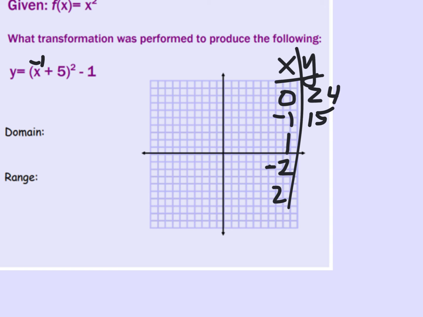Okay. Now I'm going to put in regular 1. Josh, put in regular 1 for me. Tell me what you get. 26. 6 squared is 36. Oh, 36. My bad. But then subtract the 1. 35. There you go. And now put in -2.